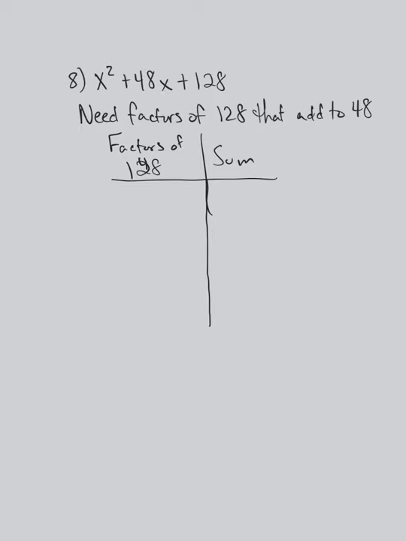So this is the thing. You can always start at 1 and 128. Add those together, you get 129, but we want it to be 48, so that doesn't work. The next number that goes into 128 is 2. 2 goes into 128 64 times. Add those two numbers together, we get 66. Does 3 go into 128? If you don't know, you just type it in on your calculator. You'll get a decimal, so it doesn't.